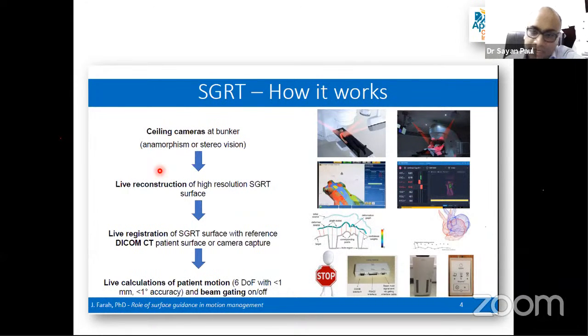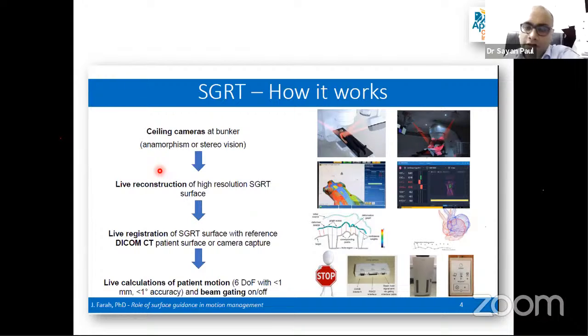Now, CT also gives a surface, the body contour of the patient. It matches the surface with that surface. It calculates the patient movements. It's a live calculation. Even during treatment, it can tell you that yes, the movement is like this, because with the camera it generates a body contour of the patient. It matches with the body contour that is generated by the CT scan, and it can continuously monitor whether the contours are matching or not.